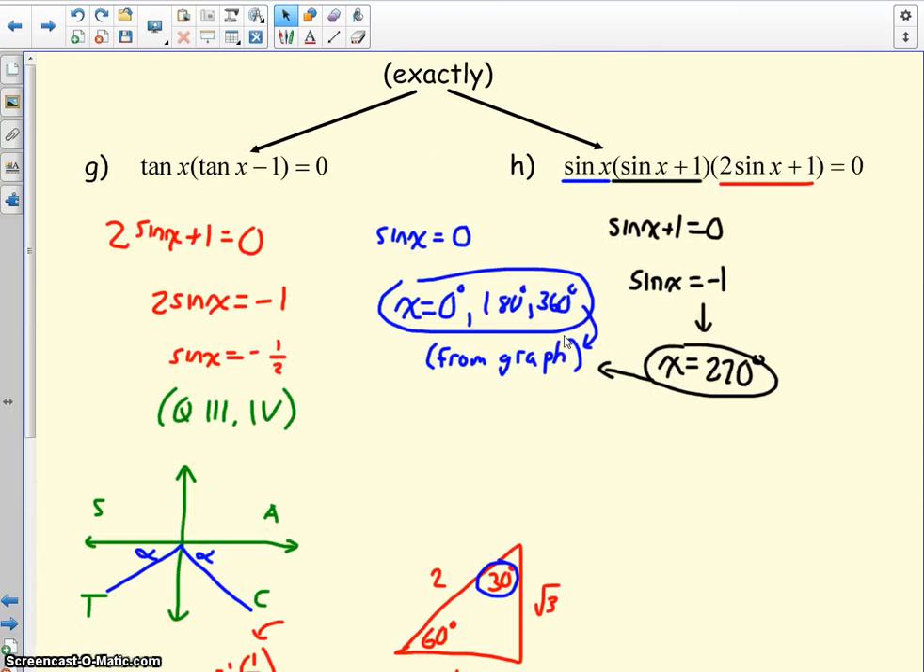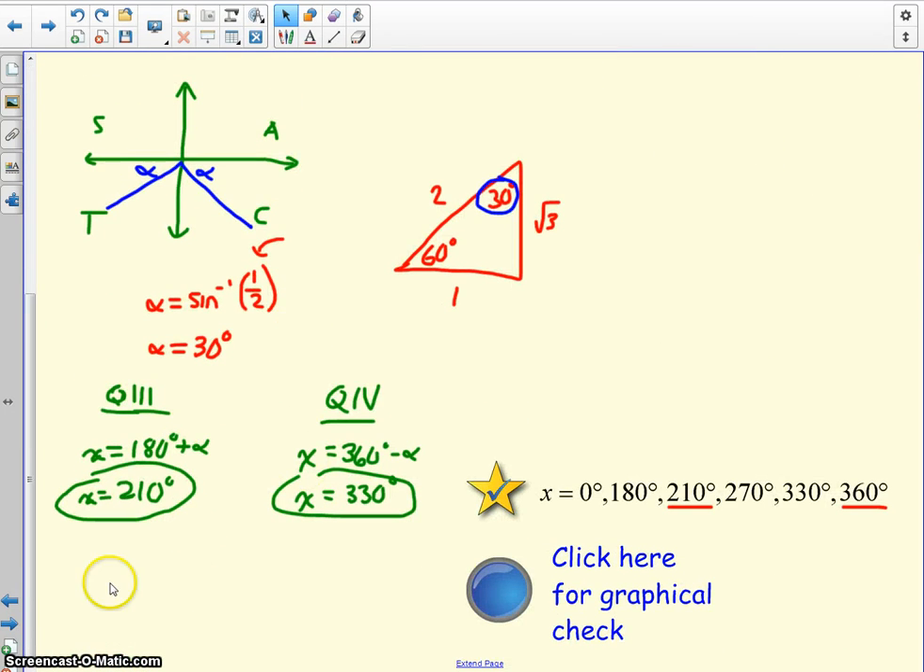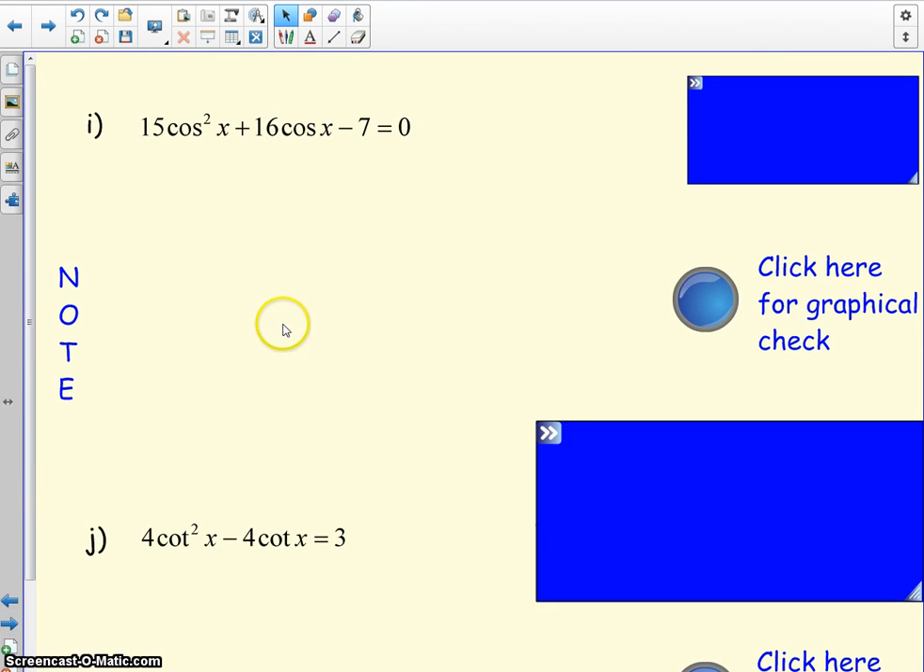Okay, so that one's a little bit tricky. So if I'm asking you to solve it exactly, it means one of 2 things. It means the ratios that you're trying to solve will come from one of our special triangles, or it's ones that we can evaluate using the graph. Alright, just got a couple more examples to try. We're just going to try a few more complicated ones.